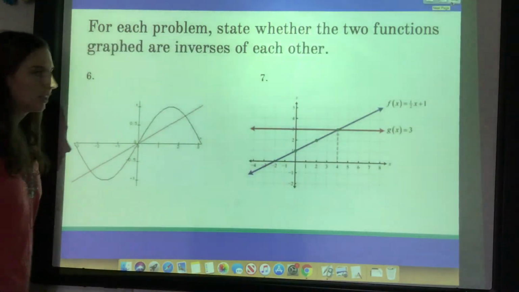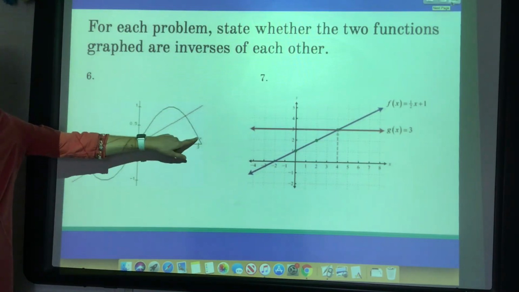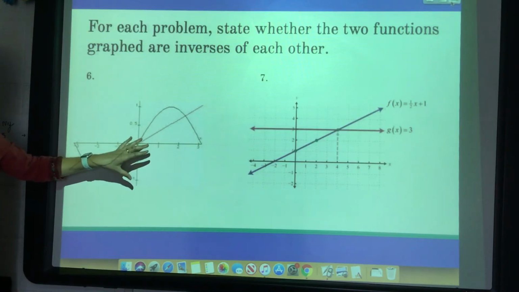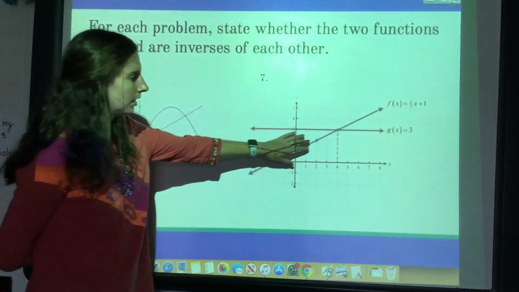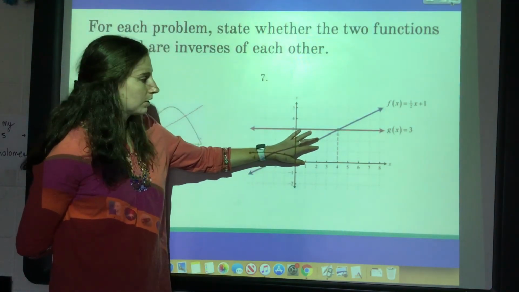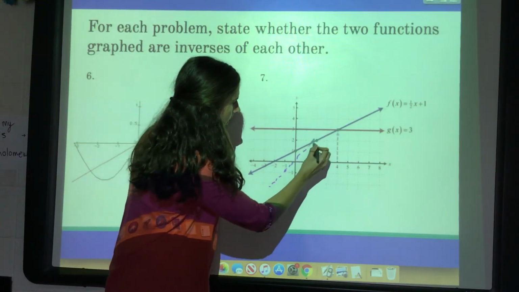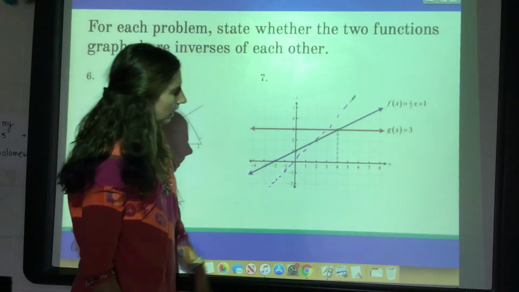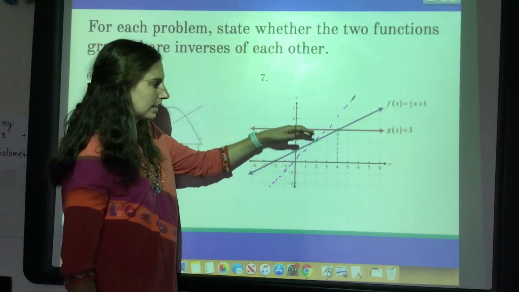Here's a couple more. Pause the video and see what you think about these. This is a line and then a curved function. Those are obviously not inverses. You can't reflect one and get the other. These are also not inverses because if I were to reflect across this line, I wouldn't take this and get this, or I wouldn't take this and get this.